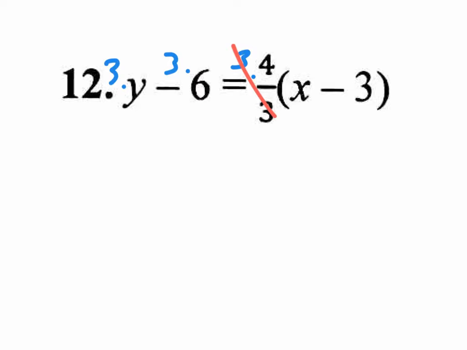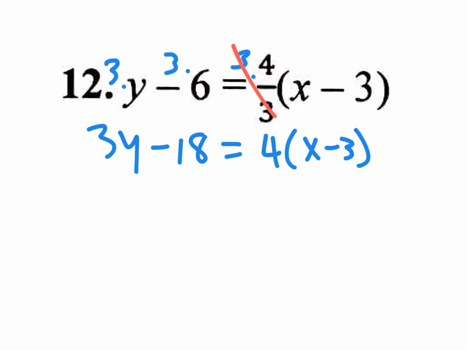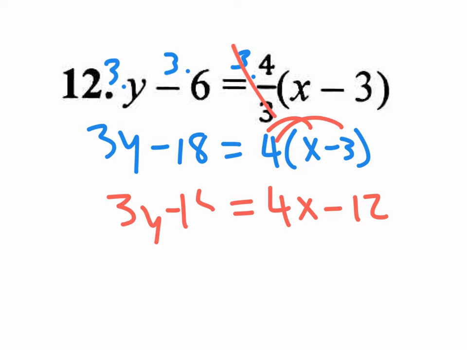So let's rewrite this equation. It's going to be 3y minus 18 equals 4 parentheses x minus 3. There's no more 4/3, it's just 4. And now we're going to get it in standard form. Let's get rid of those parentheses by distributing. 4 times x, you get 4x. 4 times negative 3, you get negative 12. Bring down the equal sign, the 3y, the minus 18. So now we have no more fractions, no decimals.